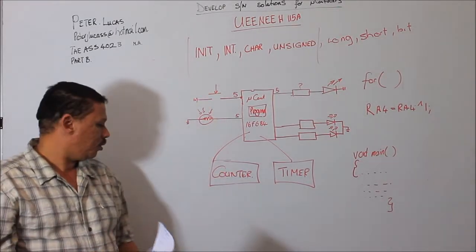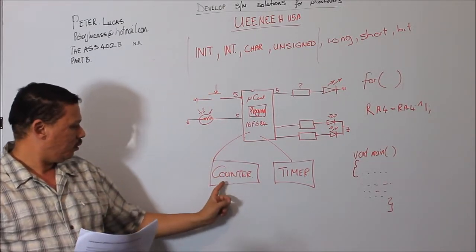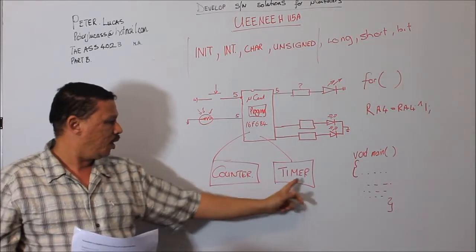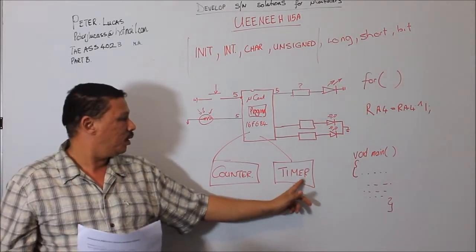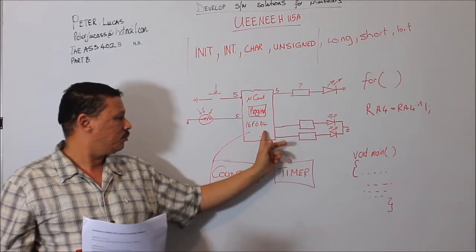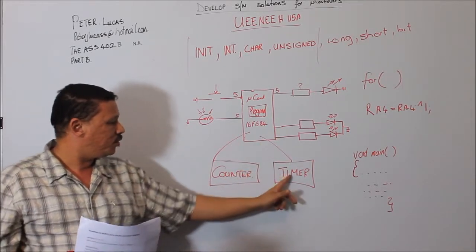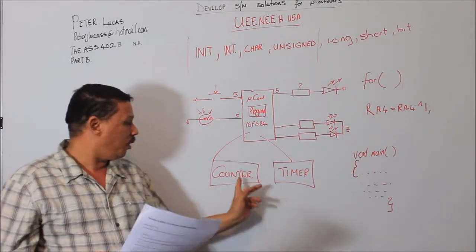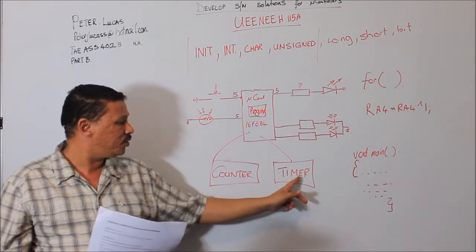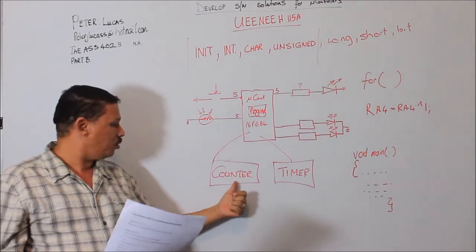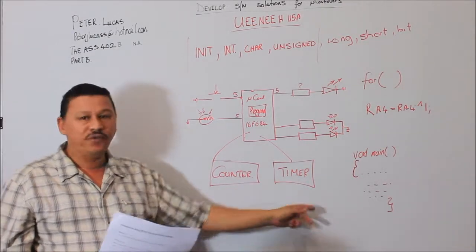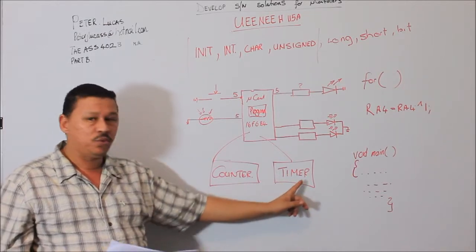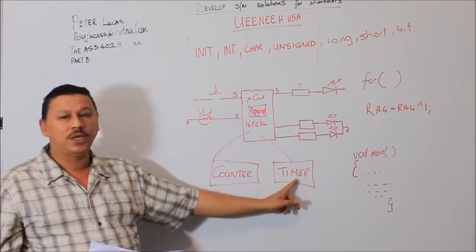Inside our microcontroller, we have 2 little devices. We have a counter and we have a timer inside our microcontroller. What is the difference between the 2? Please do explain in full what is the difference. What is the function of a timer and what is the function of a counter and what is the difference between the 2? They do similar work, but the initialization is different.